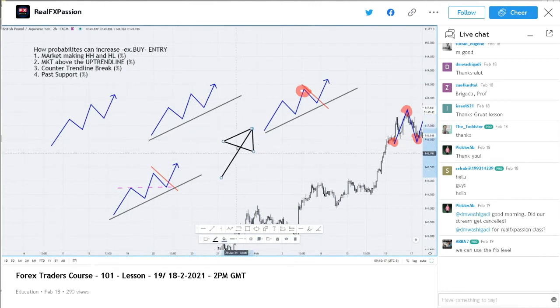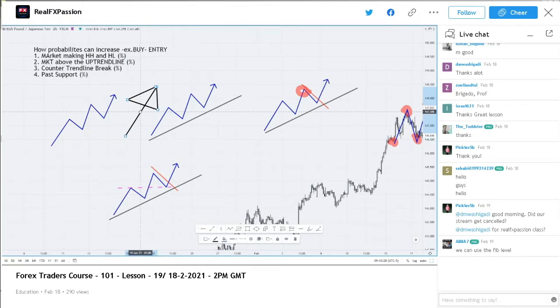Make sense, everybody? The more reasons, the more confluences we have, the better the chance of success. Makes sense? Beginner traders, does this make sense to you? Of course, we need to learn the tools. I cannot just draw the Fibonacci and assume the trade is going to be a winner. I need to learn and understand the tools that we are using. Make sense?